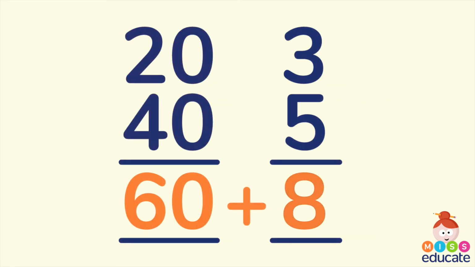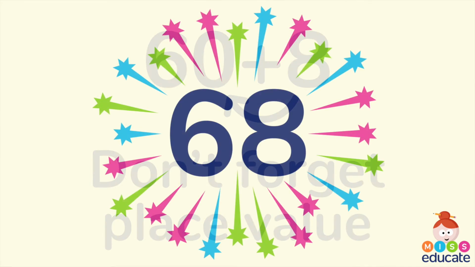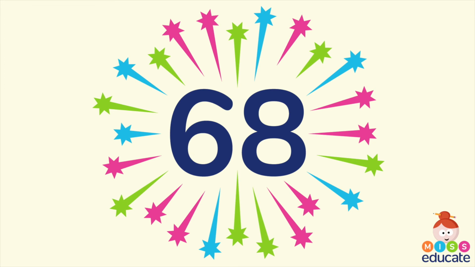Okay, so we've added our units, or ones, and we've added our tens, and we have a 60 and an 8. Now, this is so simple, this part. All you have to do is use your place value skills. Have you remembered them? Are they there in your math skill tool belt? Move that 8 into the ones column, and we have our final answer of 68. Well done. That's great. So simple, isn't it? I knew you could do it.